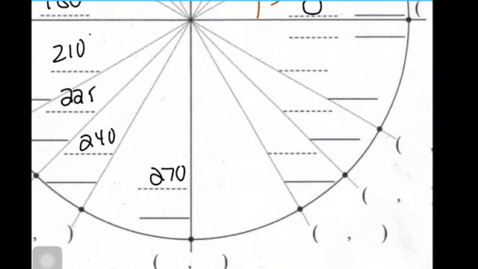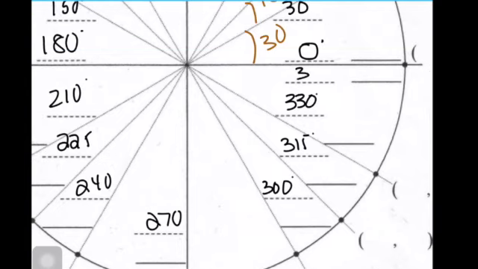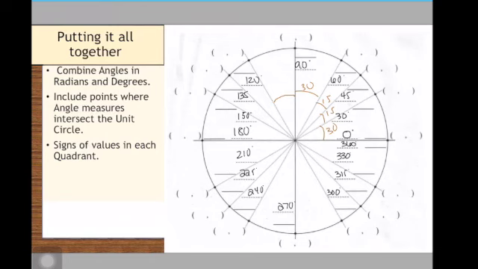So add another 30, I get 300. Add another 30, I get, sorry, I should have added 15 there. So 315. And then plus another 15, that's 330. And then add another 30, and I get 360. There we go. So that's our strategy for our angles.